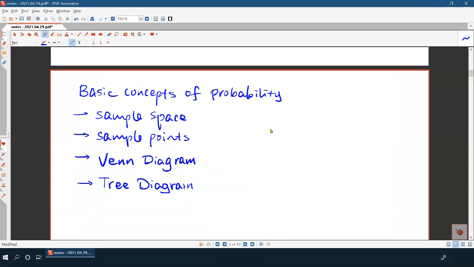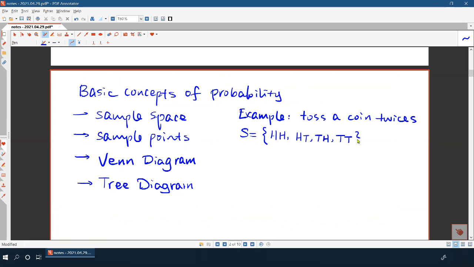Okay, for example, you can use an experiment of tossing a coin twice to illustrate these concepts. If you toss a coin twice, the sample space is all the possible outcomes, right? Which are the set containing HH, HT, TH, and TT. So the elements in this set are called the sample points, right?